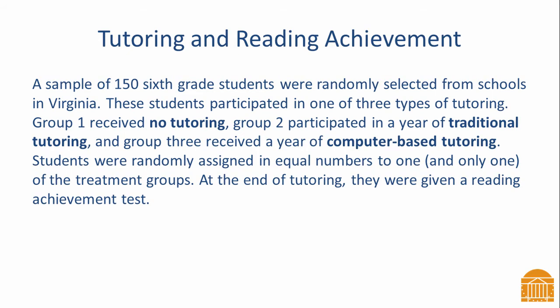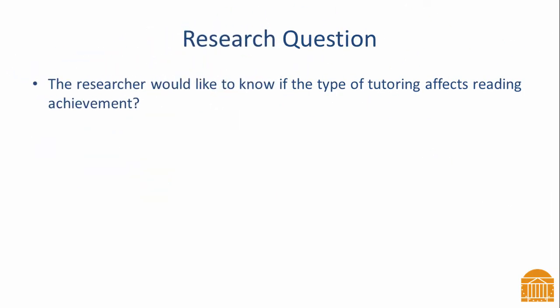The experiment involved a sample of 150 sixth grade students who were randomly selected from schools in Virginia. These students were randomly assigned to receive one type of tutoring, either no tutoring, traditional tutoring, or computer-based tutoring. At the end of tutoring, students completed a reading achievement test. The primary research question is, does the type of tutoring affect reading achievement?